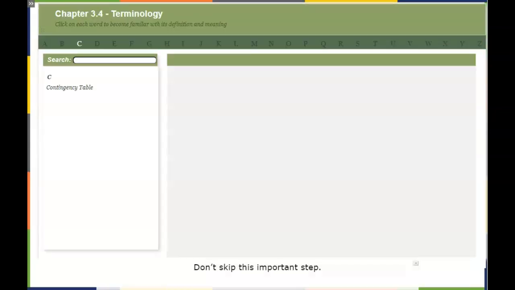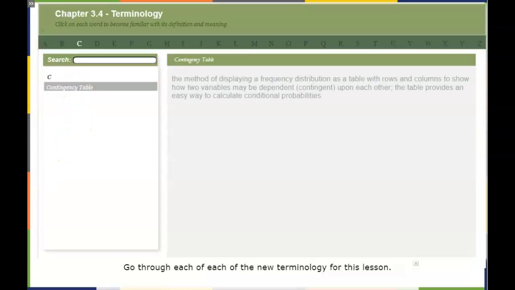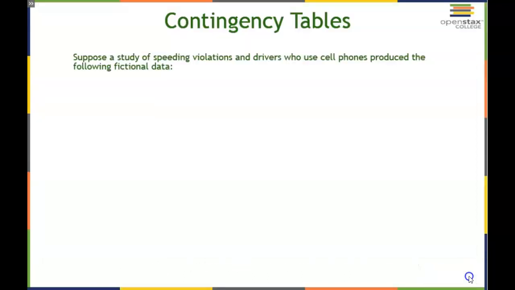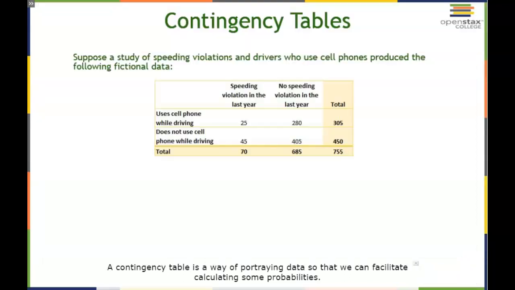Don't skip this important step. Go through each of your new terminology for this lesson. A contingency table is a way of portraying data so that we can facilitate calculating some probabilities. It's easier to find conditional probabilities when we have a table this way.